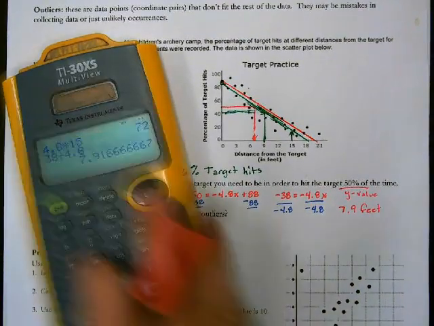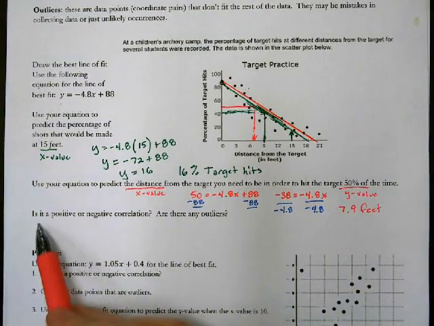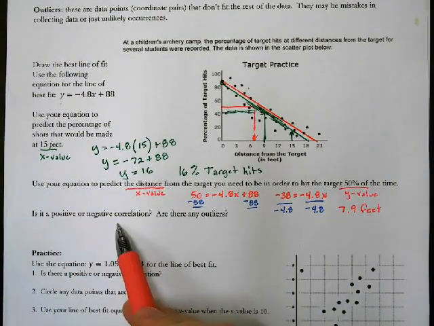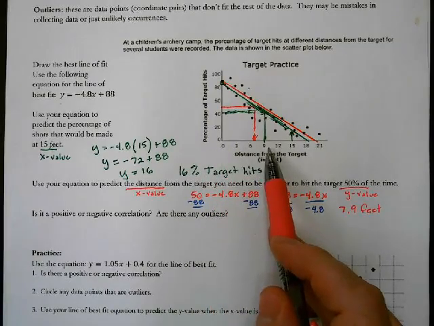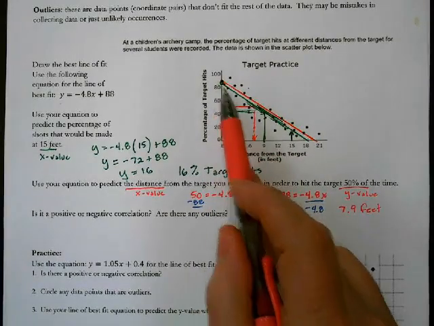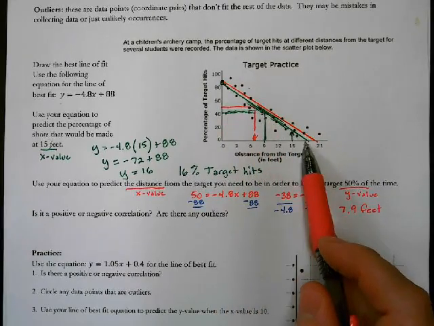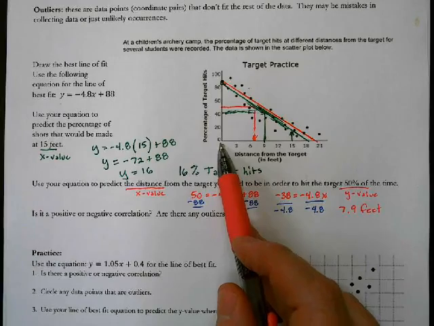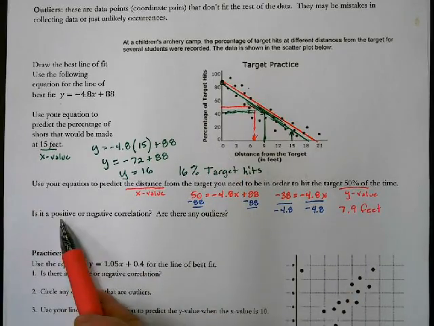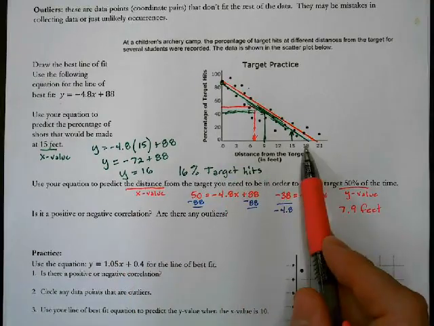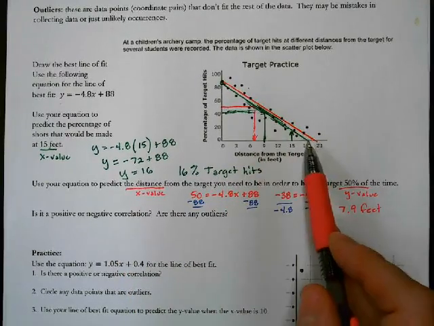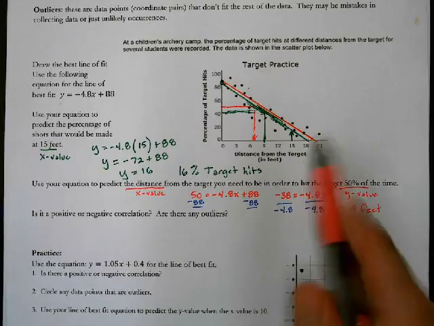All right? Is it a positive or negative correlation? Well, as x increases, is the y also going up? No, as x increases, y is going down. And that makes sense because the farther away we get, the fewer shots we're going to make. So this is not a positive correlation, it's a negative correlation. The correlation is, as we move away from the target, we make fewer shots. The number of shots we make decreases. So this is a negative correlation.